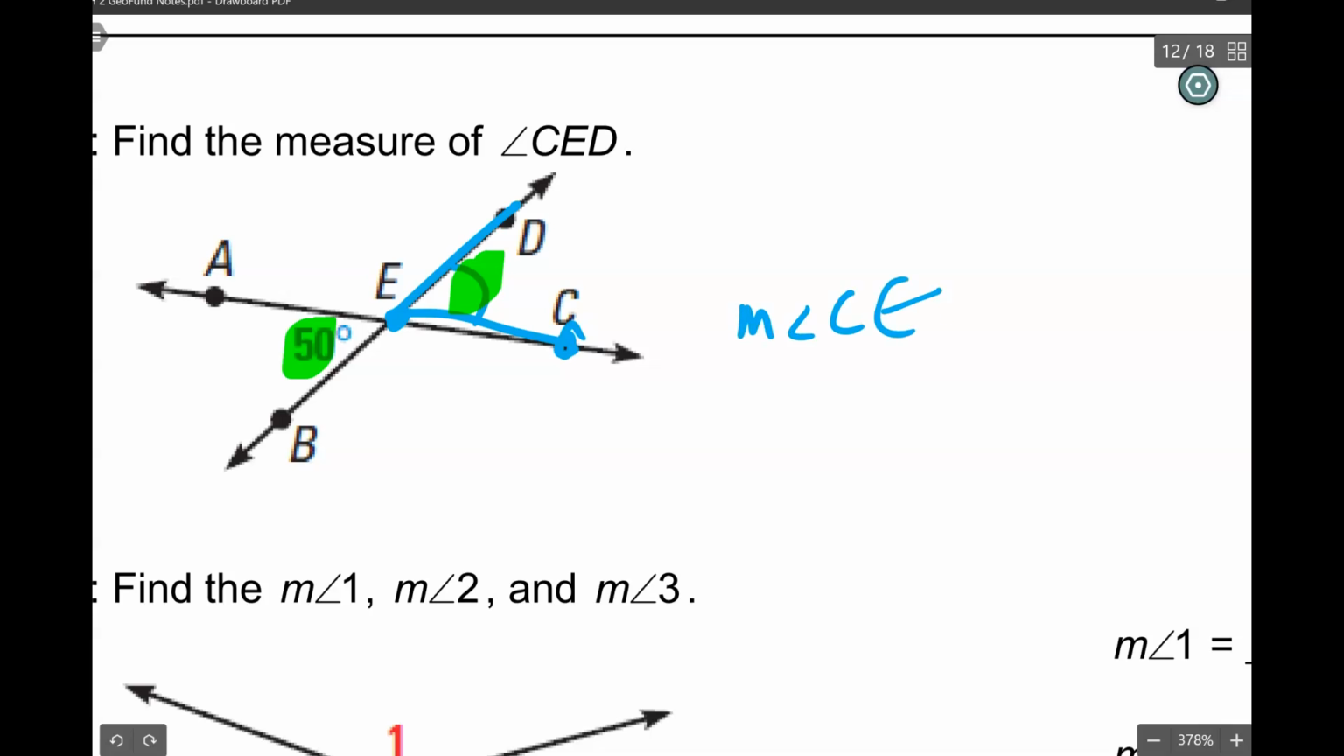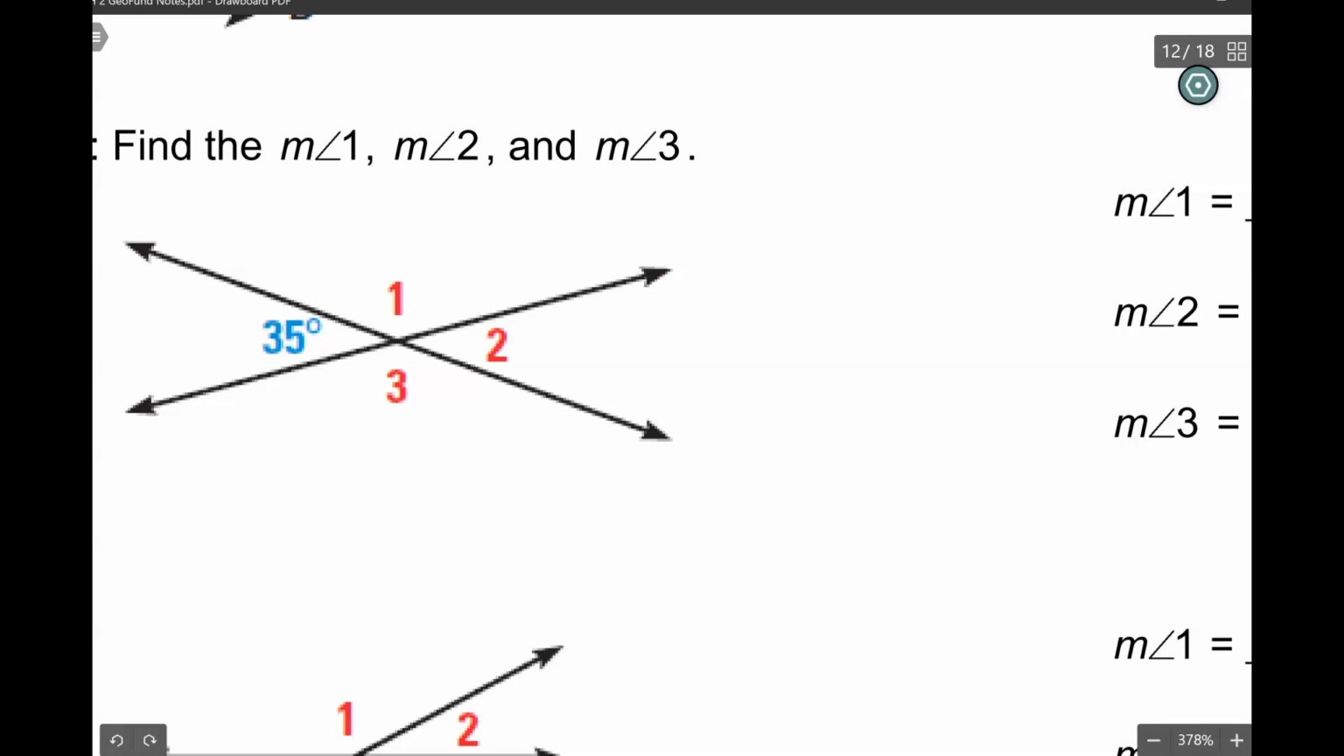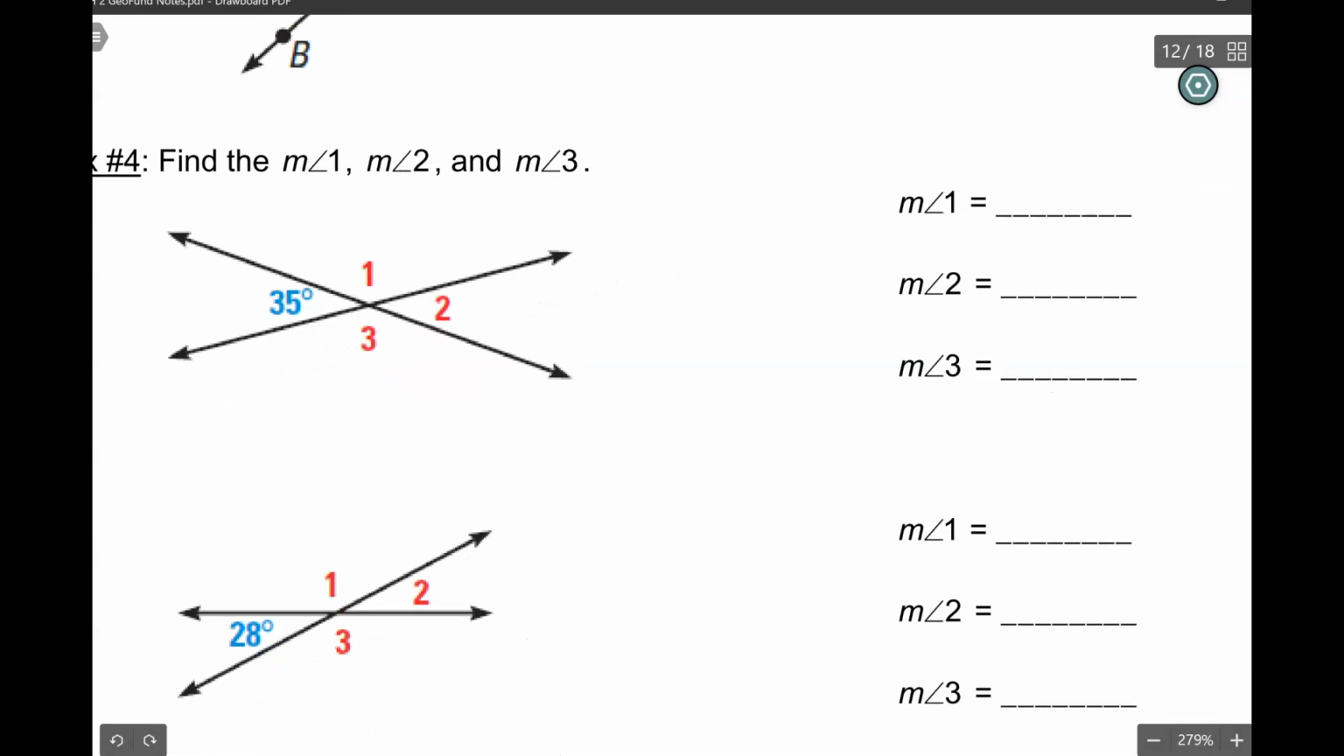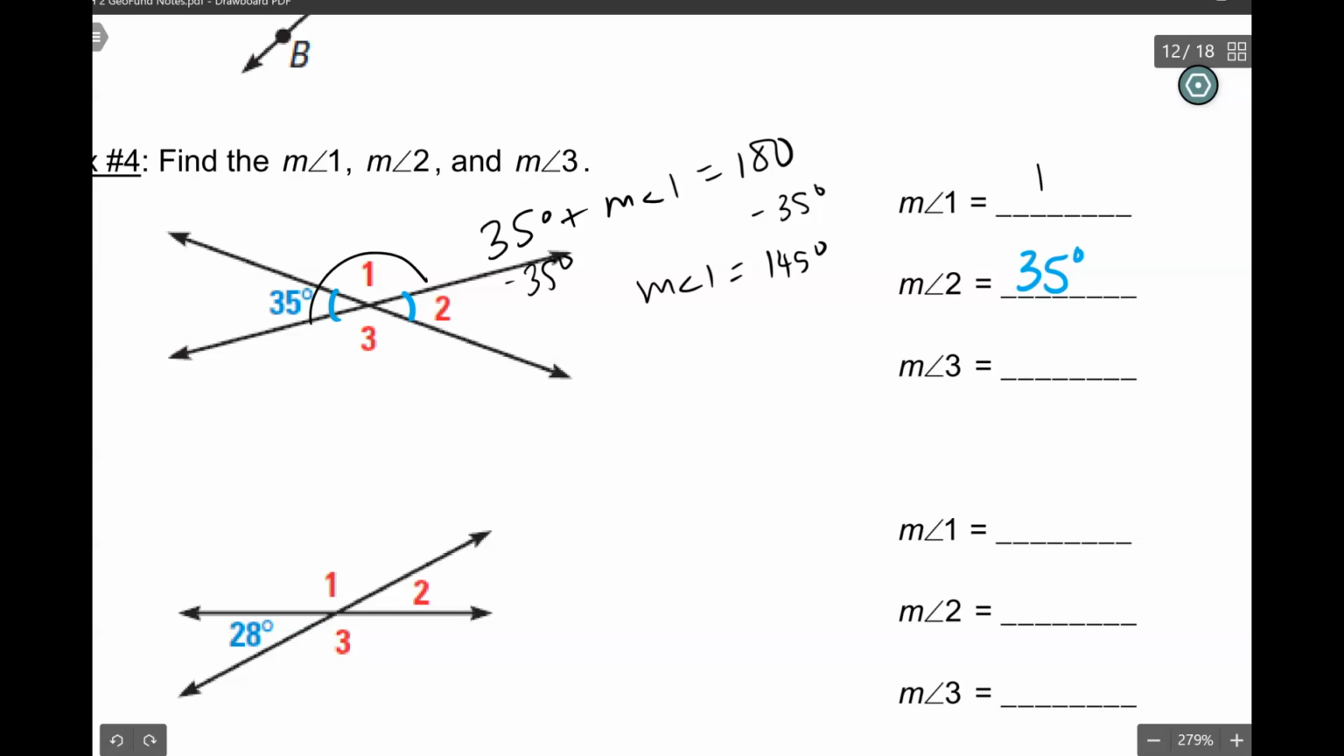So the measure of CED is going to be 50 degrees. So CED is 50 degrees. Find the measure of angle 1, angle 2, and angle 3. Okay, so first I see angle 2 is a vertical angle, so it's going to be the same as the 35. And then if I add 35 degrees plus the measure of angle 1, I know it's going to be 180 because they are a linear pair. So subtract 35 degrees on both sides, and we get the measure of angle 1 is equal to 145 degrees.